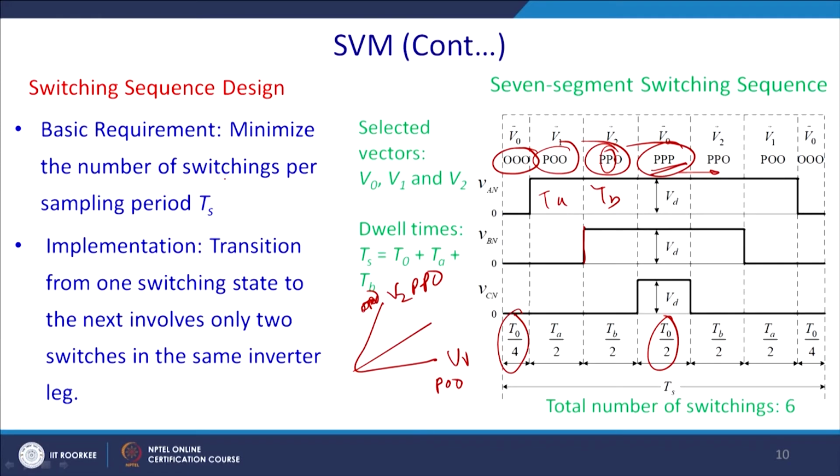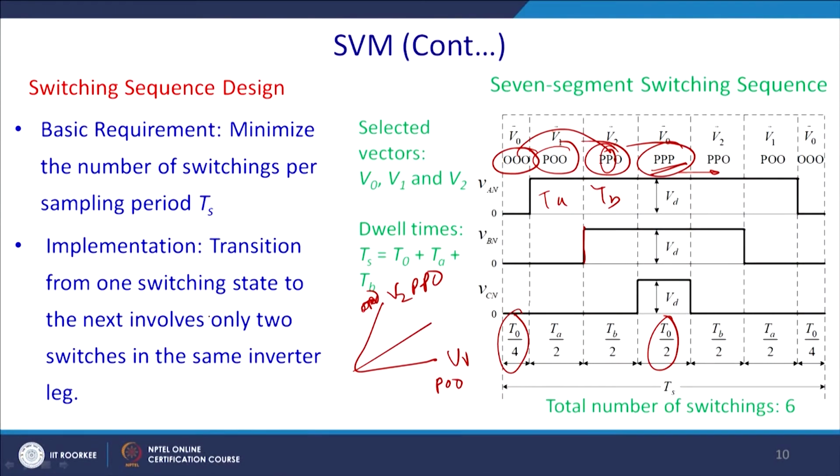Now, the basic requirement is to minimize the number of switchings per sampling period. If you switch from this state to this state, what will happen? You will have more switching losses. We require to reduce the switching losses. For this reason, if you can achieve a one bit change, that means one switching transition, that will reduce your switching losses. The number of switchings per sampling period Ts should be minimal. In implementation, the transition from one switching state to the next involves only 2 switches in the same inverter leg. If you can ensure that, the number of switchings is reduced and switching losses will also be reduced.